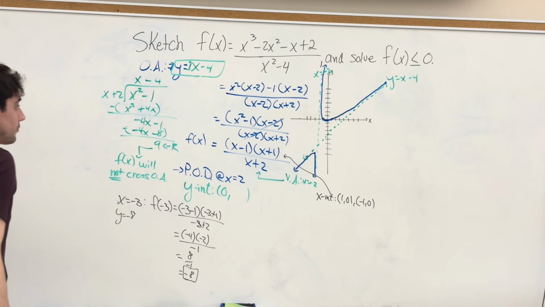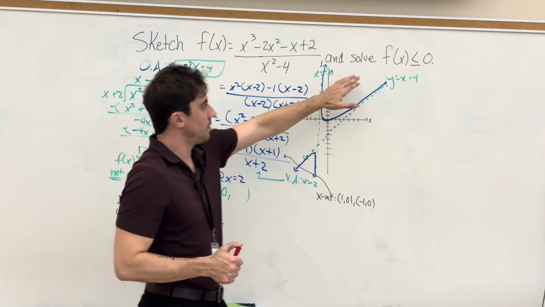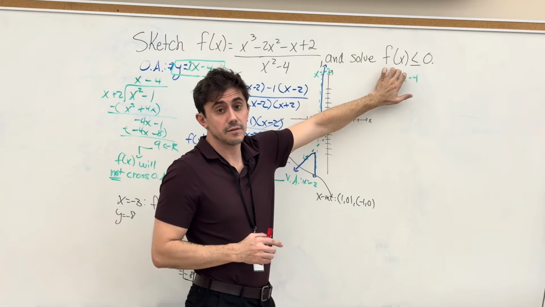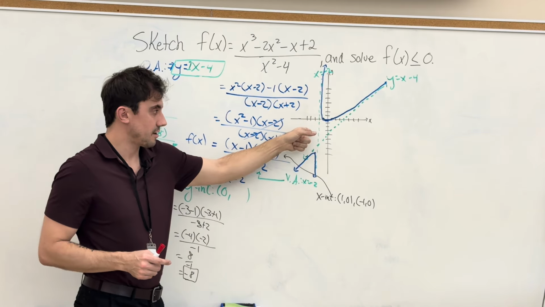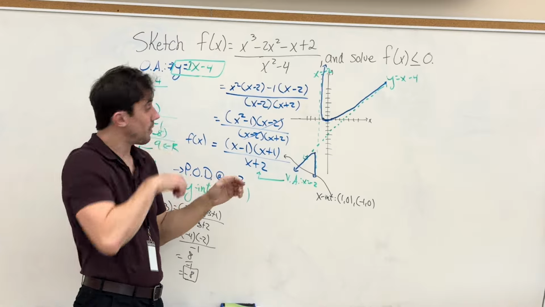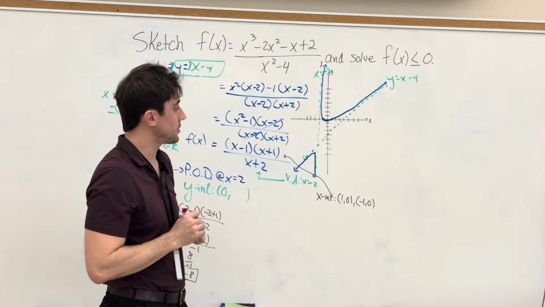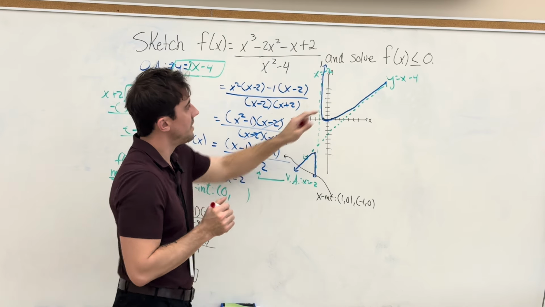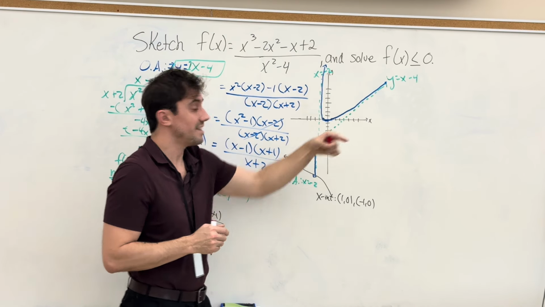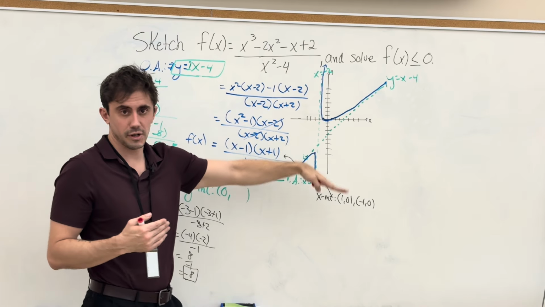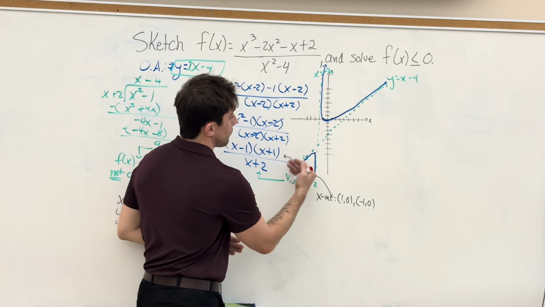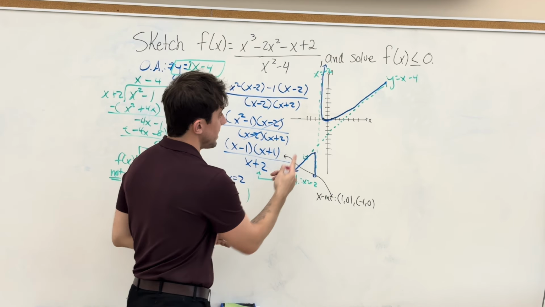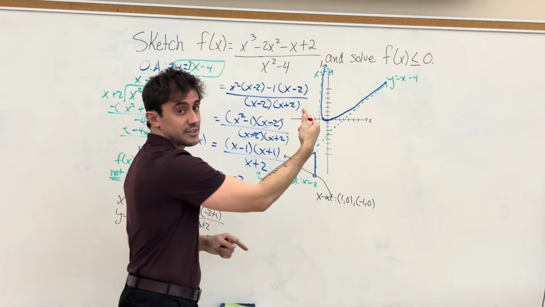Now, if we want to solve the inequality when is f of x less than or equal to 0, we need only to look at our sketch, right? And we want to write our solution in interval form. And so f of x is less than or equal to 0, that is to say graphically on or below the x-axis, everywhere down here, right? That means anywhere when x is less than -2.